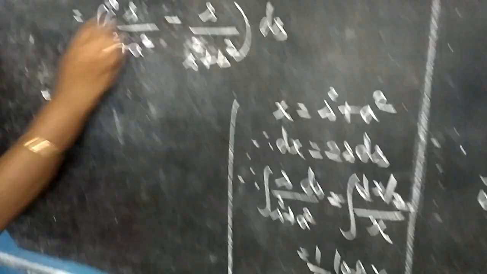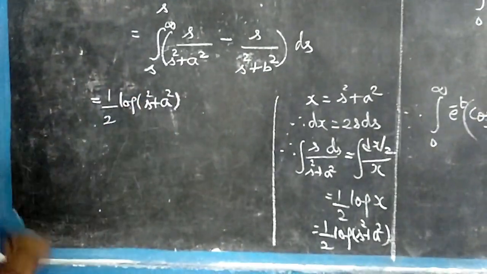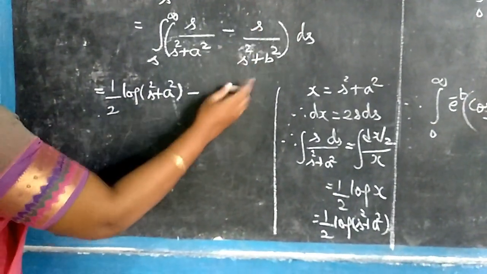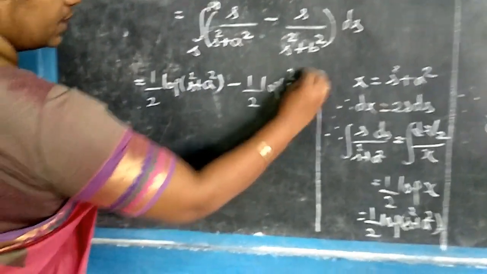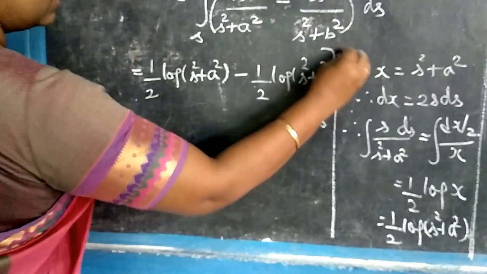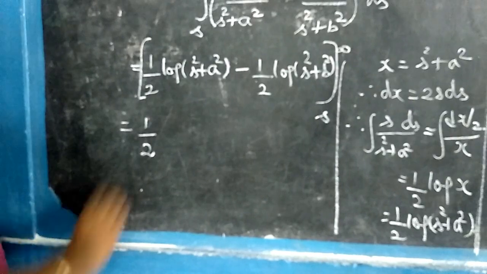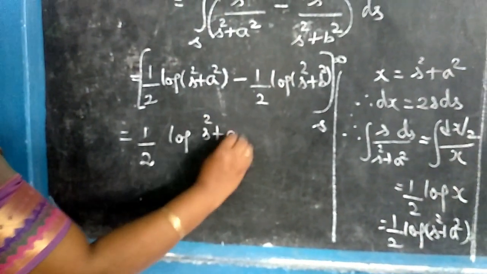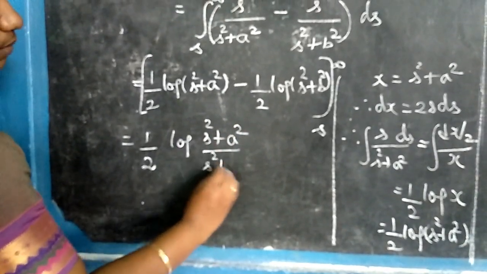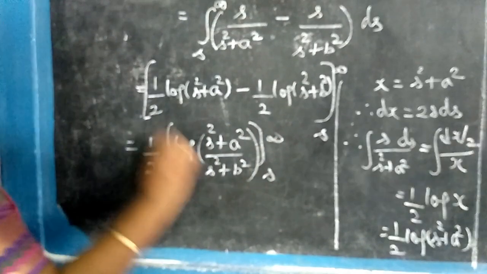Therefore, the evaluation of the first integral gives 1 by 2 log of s square plus a square, minus the evaluation of the second integral, which gives 1 by 2 log of s square plus b square, between the limits s to infinity. It is 1 by 2 into log a minus log b, which can be written as log of s square plus a square by s square plus b square, between the limits s to infinity.